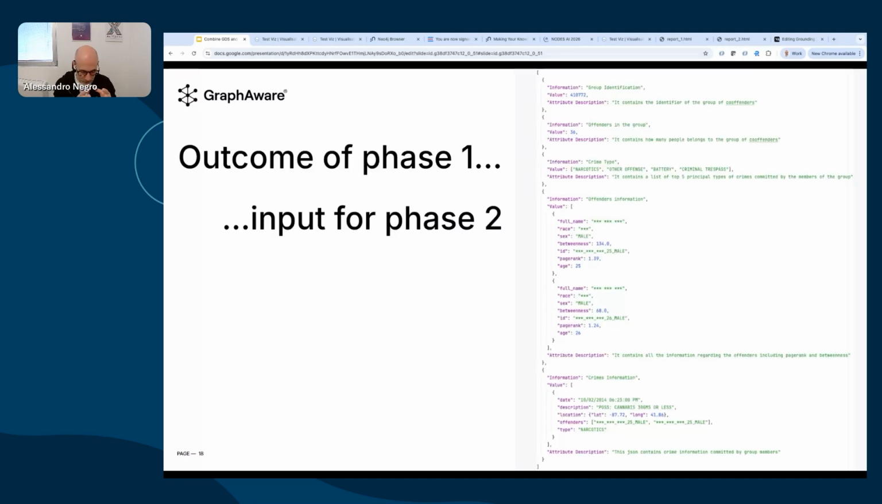So phase 2 operates at group level. So it runs through each of the independent groups. The goal is to extract, let's say, details about the group composition, how and where it operates, and what is the evolution of the group over the years. So we can answer the questions that I showed you.